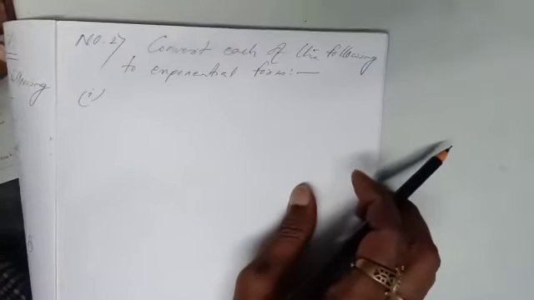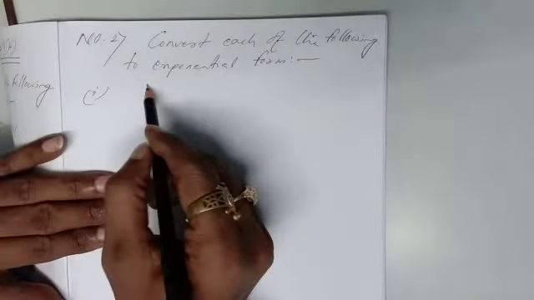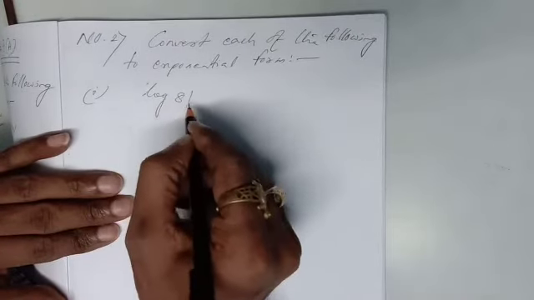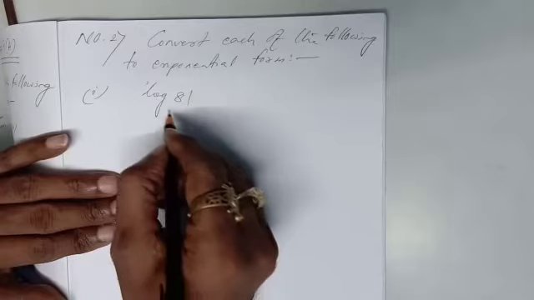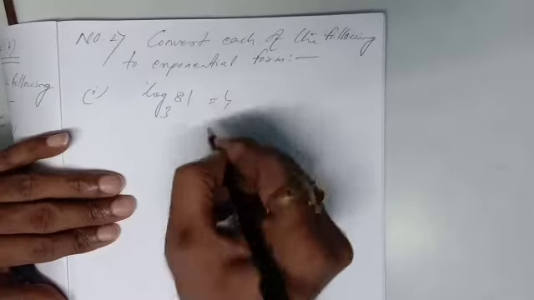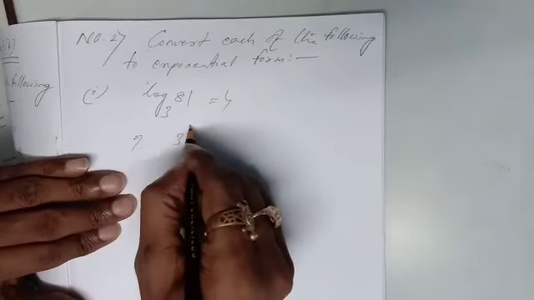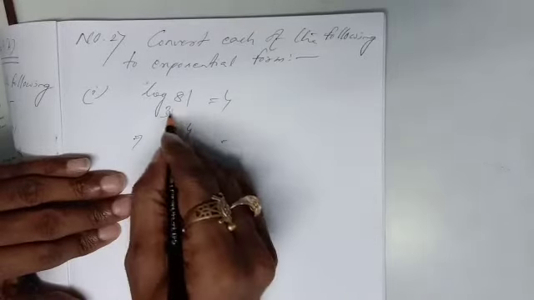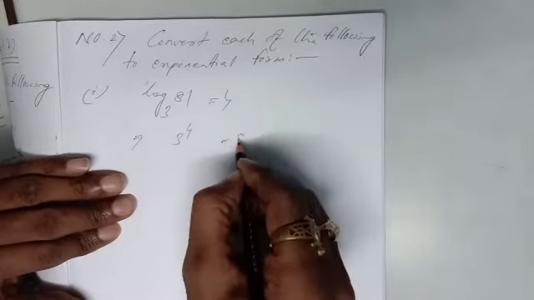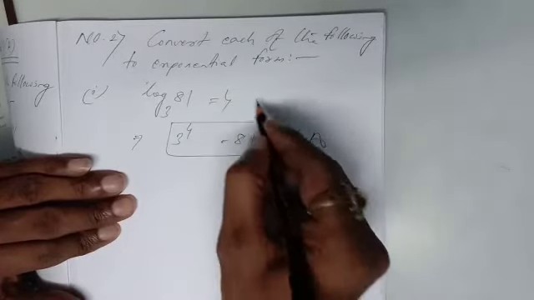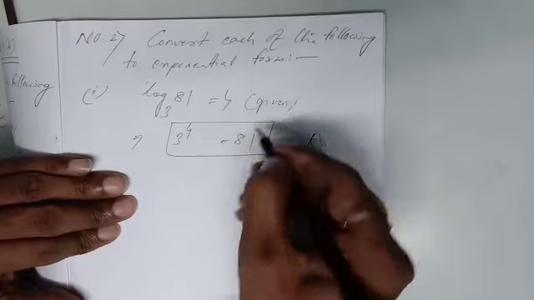Just see. Question number 2, first part: log 81 base 3 equal to 4. One line answer. That means this will be 3 to the power 4. This is the base, this is the power. 3 to the power 4 is equal to 81. This is the answer. This is exponential form. And this one is logarithm form.